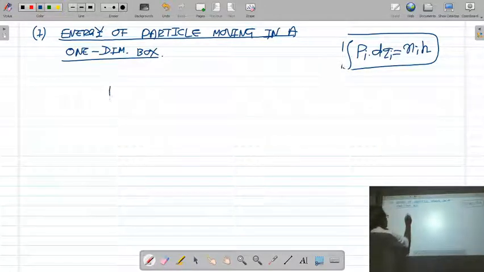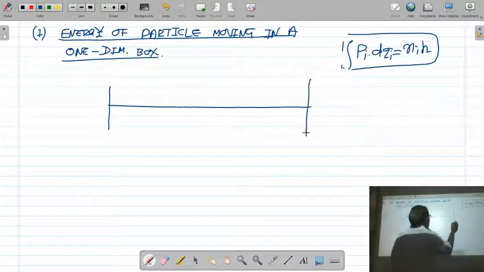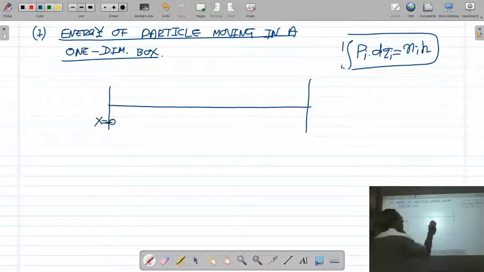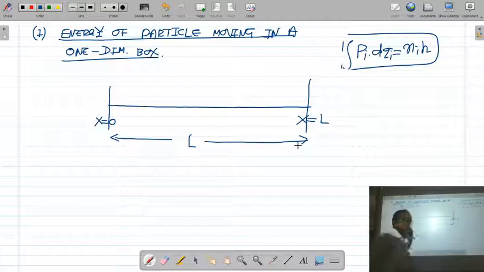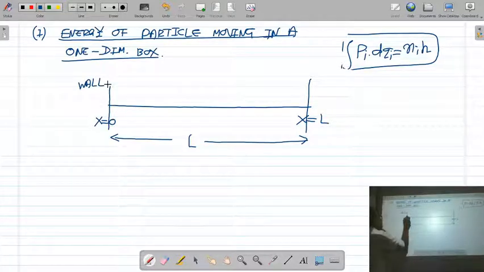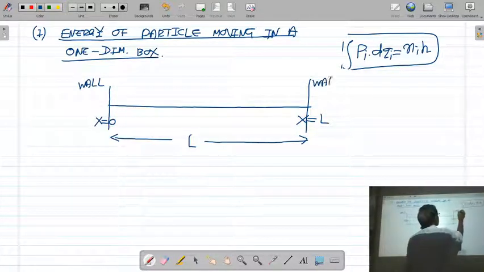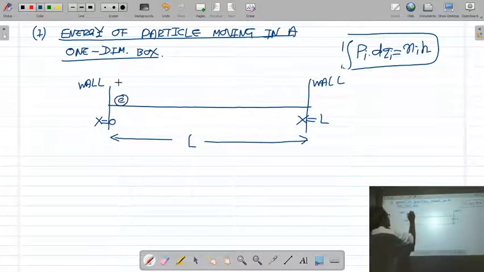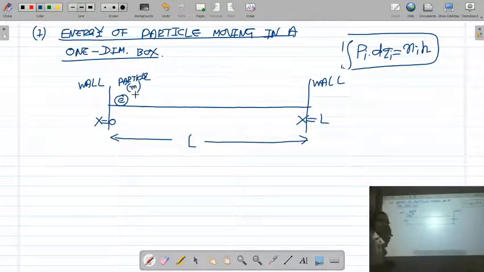So let us consider a one-dimensional box of length L. Let us apply this phase integral or Wilson-Sommerfeld quantum rule to compute the energy of a particle moving in a one-dimensional box of length L. This is the left-hand side wall of the box. This is the right-hand side wall of the box. And we imagine one particle, say an electron, moving in this one-dimensional box, whose mass is m.